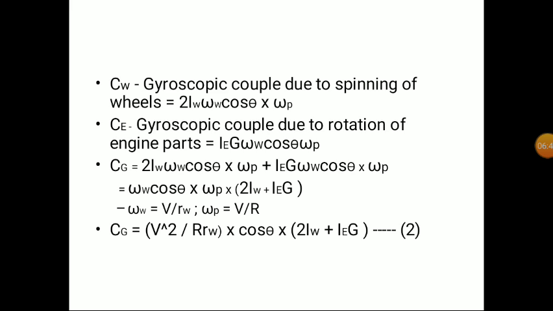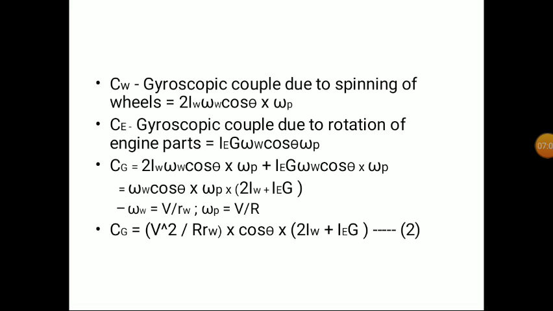I already told you. Why? Because we are considering the vertical component. Vertical component means the vehicle is inclined at an angle. So the vehicle, we are taking the vertical component. The vertical component comes with the cos theta. So total gyroscopic couple, that is CG equal to the sum of CW and CE.